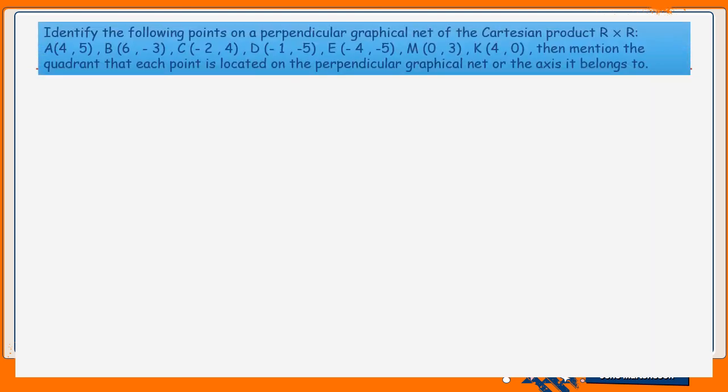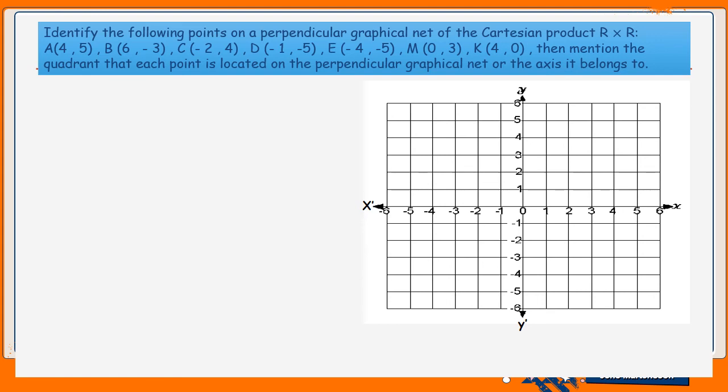Here is an example: identify the following points on the coordinate plane of the Cartesian product. We want to plot the points A, B, C, D, E, M, and K on the plane, then mention the quadrant, first, second, third, or fourth, in which each is located, or the axis it belongs to. So this is the coordinate plane that we have, x-axis with y-axis, positive, positive, negative, negative.